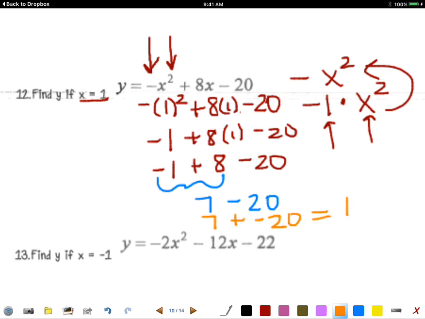Good, negative 13. The difference is 13. 20's bigger. He's negative, so it's a negative 13. That should have been out front.